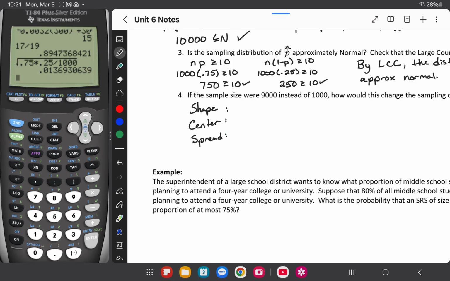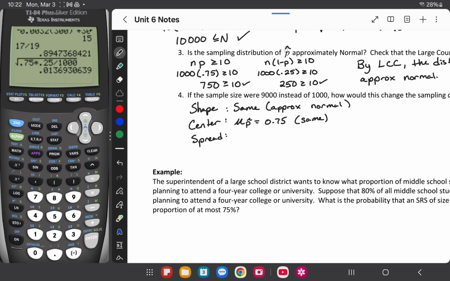Well, for shape, if you think about it, if our sample size increases to 9,000, then pretty clearly when I take n times p and n times 1 minus p, those are both going to be greater than or equal to 10. In other words, the shape of our distribution should be the exact same. It should be approximately normal. Same is true of our center. When I increase my sample size from 1,000 to 9,000, remember, center does not depend on that. My mean for my sampling distribution of p hat is still equal to 0.75, so that's still the same as it was before.